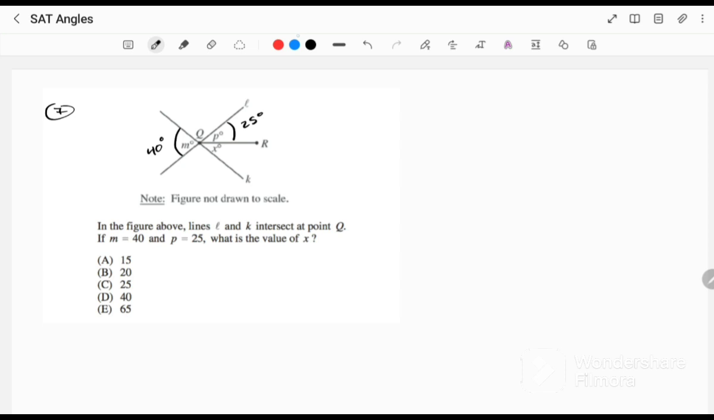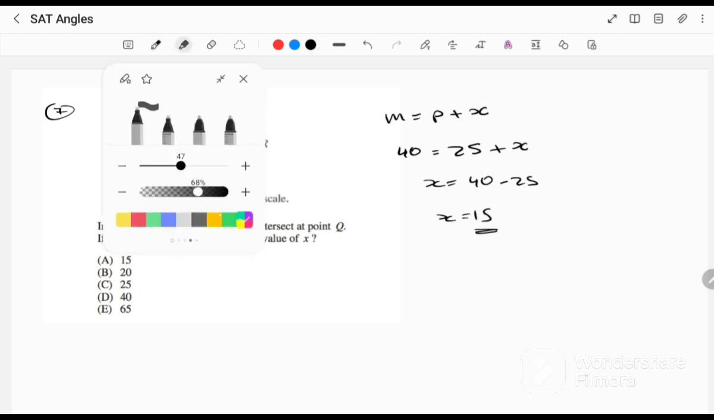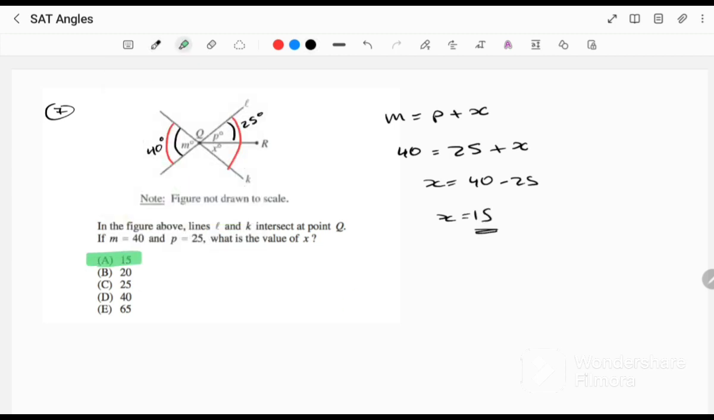What is X? If you look closely, you can see that the angle M and P plus X are opposite angles. So M must equal P plus X. And we're told M is 40, we know P is 25, we simply have to find X. And X is going to equal 40 minus 25. And that leaves us with 15. So the correct answer to this question is 15.